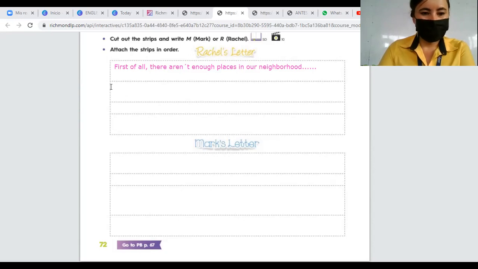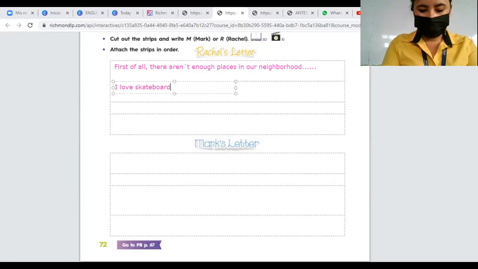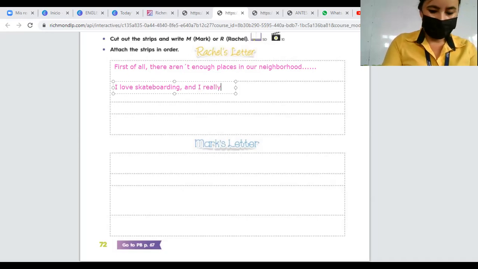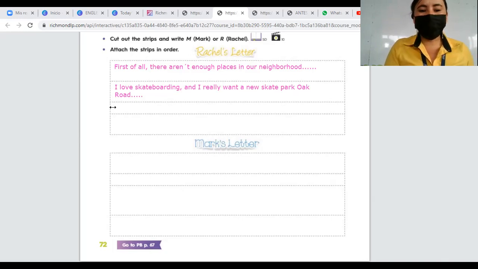Well, I'm gonna help you. The second is, I love skateboarding. And I really... You have to identify the sentence and glue it in the corresponding space. What is the next one? What is the sentence you have to write here or you have to glue in this case? What is it? Someone knows?